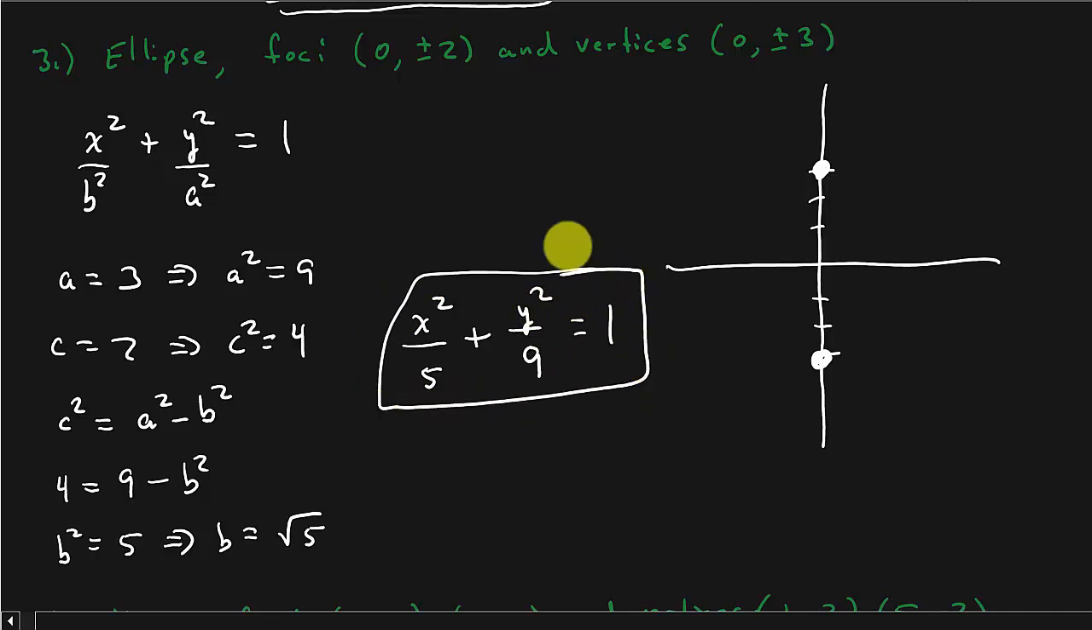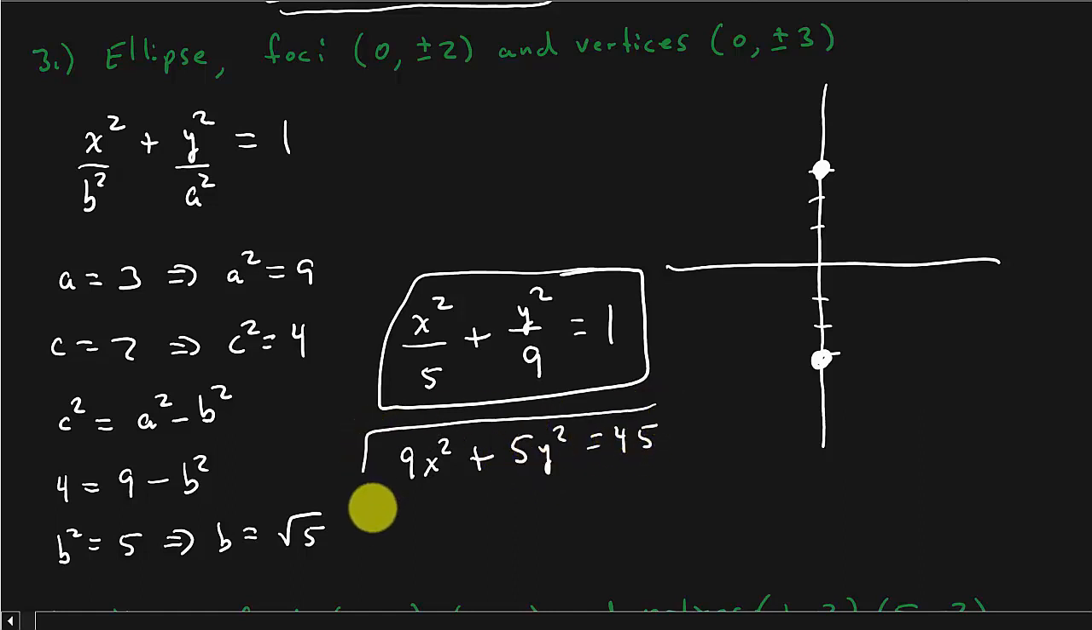And there's your equation. And another way that you could write this, and you remember when we had to divide by whatever this number was over here when it wasn't equal to 1? Well, just to show you, you can write it like this or not, but if we multiply everything by the common denominator, which is 45, multiply this by 45, that's going to give us 9x squared. Multiply this by 45, 5y squared equals 45. That's another way you could write the equation to that ellipse. Okay.